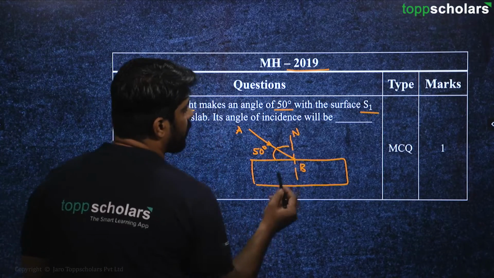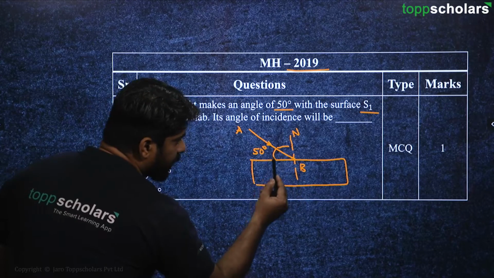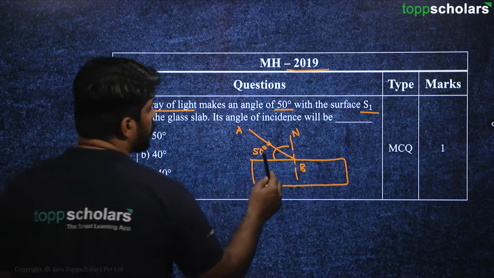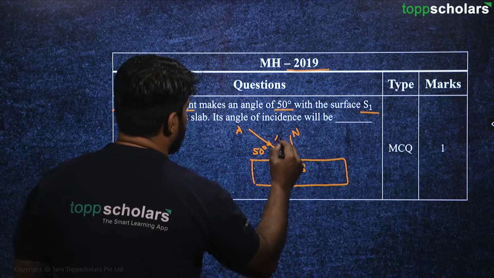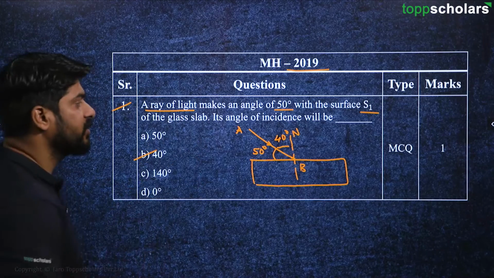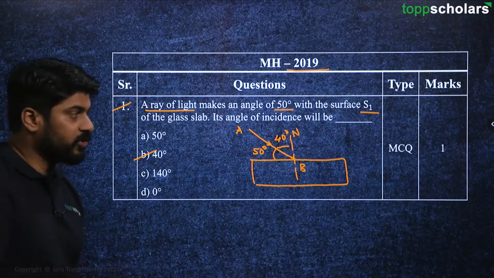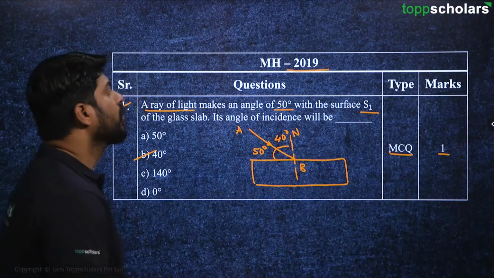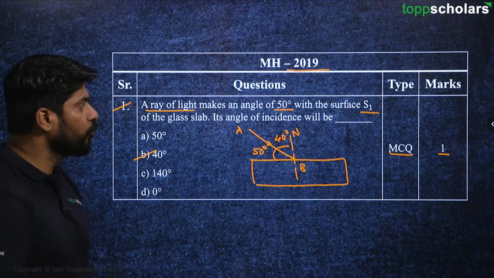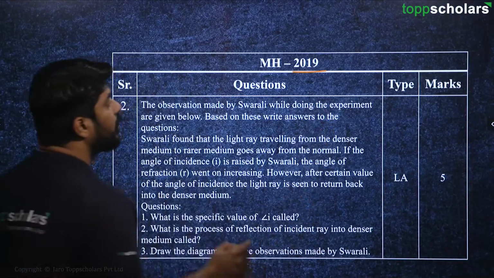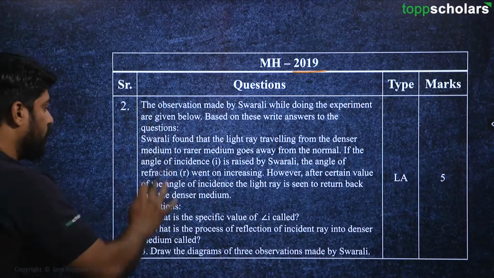So the total angle between the surface and the normal is always 90 degrees. So 90 minus 50 is 40 degrees. So our answer here should be 40 degrees. This is a very simple question, an MCQ for 1 mark. Moving on to the next question, again from the year 2019. Let's have a look at this question.